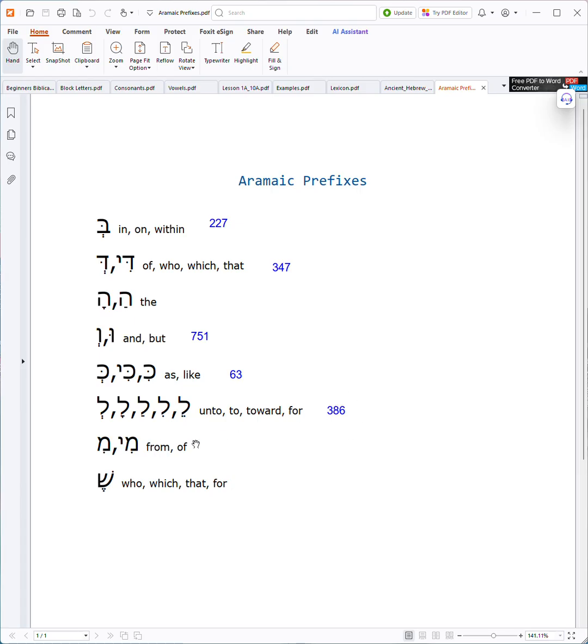Here's our mem, and it's from or of, and here's the sheen, and it's a who, which, that, or for. So those are some Aramaic prefixes.